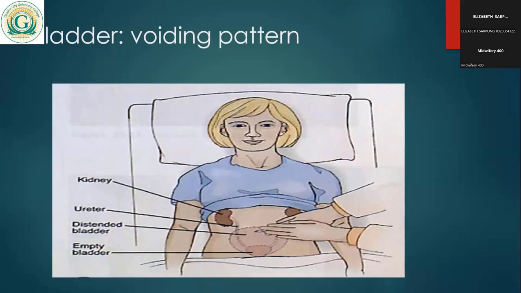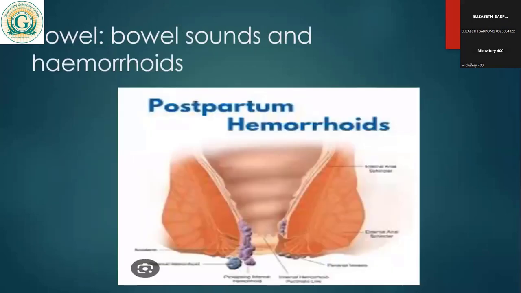Let's go on to the bowel. You ask the woman whether she's been able to resume bowel movement or has been able to pass flatus or not. Then you tell her after delivery, she can experience diarrhea, constipation, fecal incontinence, and so on. So if she experiences any of these minor disorders after delivery, how is she going to manage it?